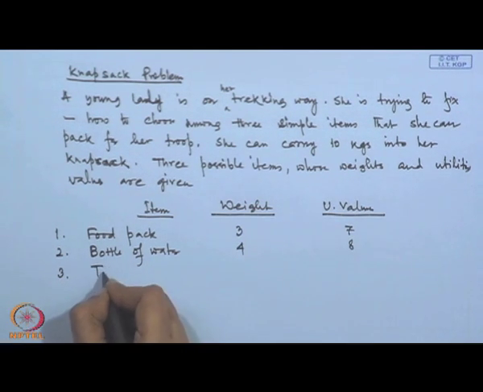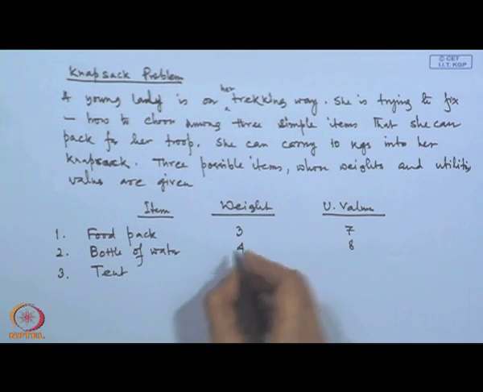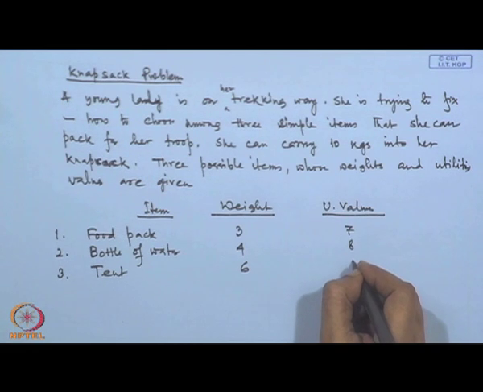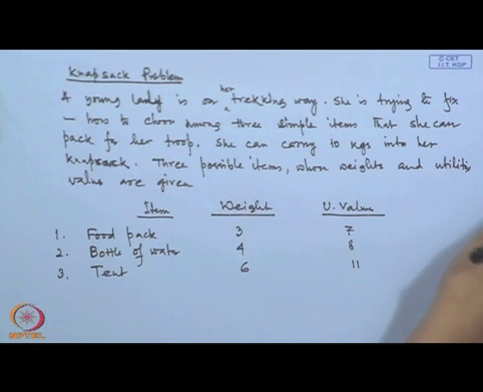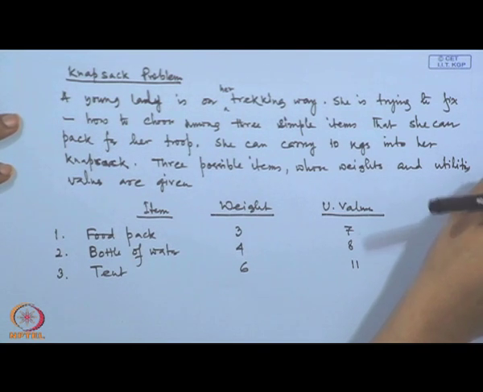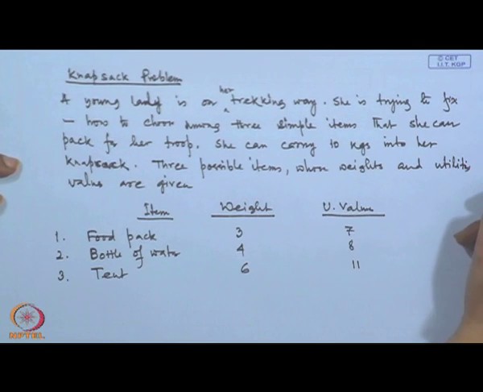And if she wanted to carry the tent with her, the unit tent has the weight 6 kg and the utility value 11. This is the only information given to us. Now, we have to suggest to the young lady how she can plan so that 10 kg will be utilized fully. Not only that, she can maximize her satisfaction level. That means we want to maximize the utility value for this problem.